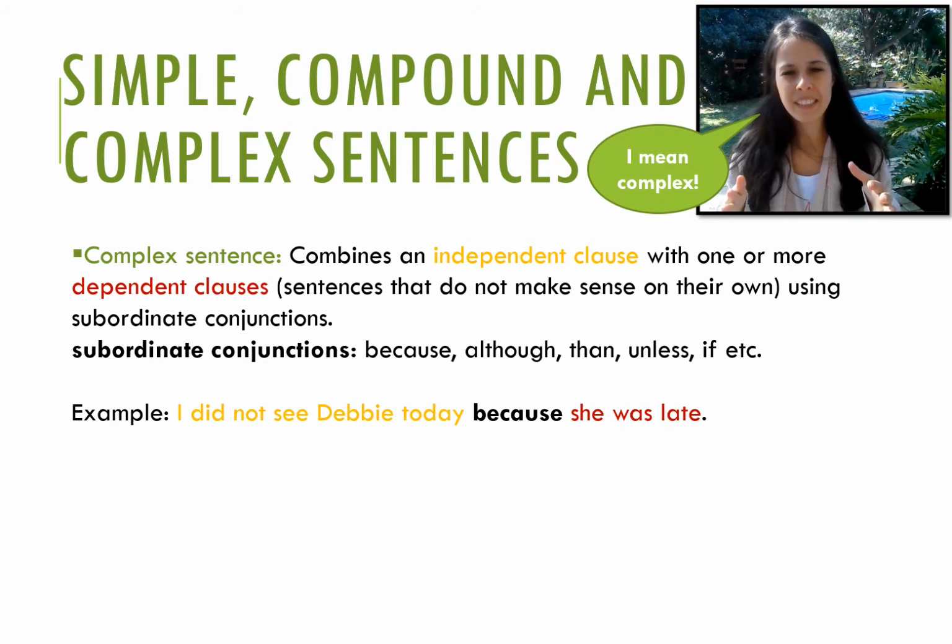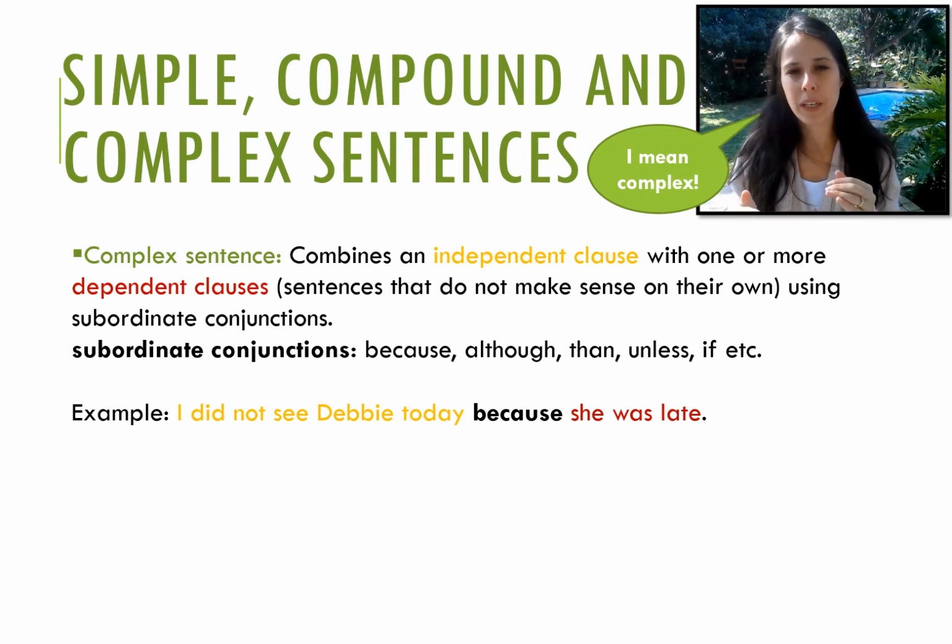The part of my sentence that makes sense is going to be the independent clause. So the part that makes sense on its own is, I did not see Debbie today. Okay, then I've got a subordinating conjunction, which is because. I put it in bold for you. And then the dependent clause is the part of the sentence that doesn't make sense on its own. And that part is, she was late.